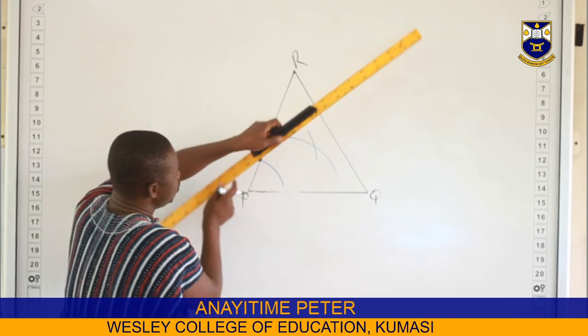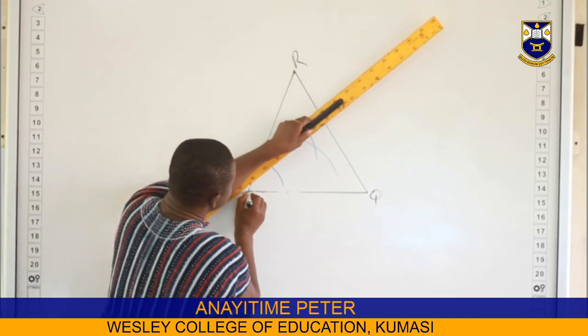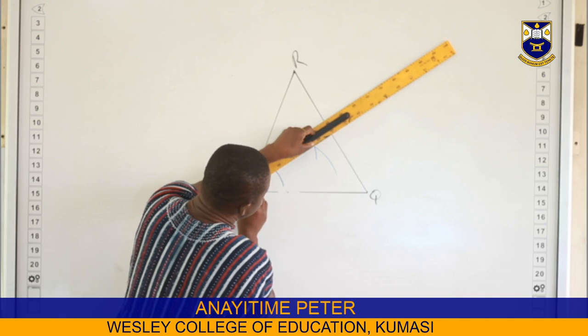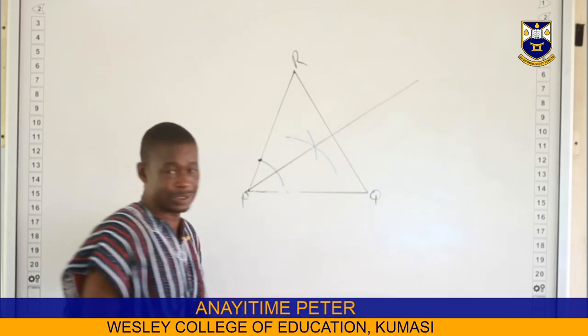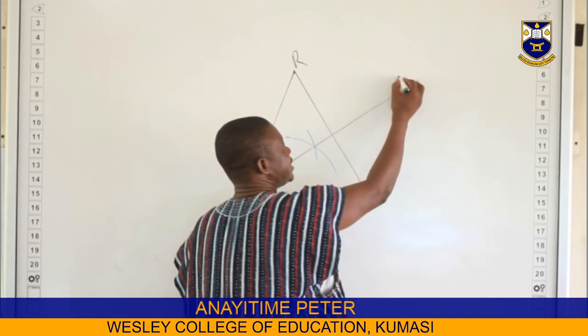So what do we do? From that point, you draw a line, make it as long as possible. We can call it, let's say, L1.